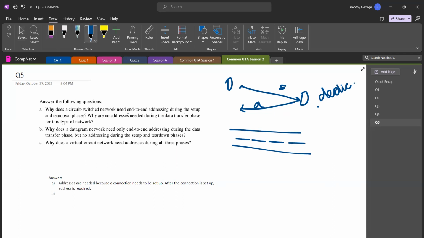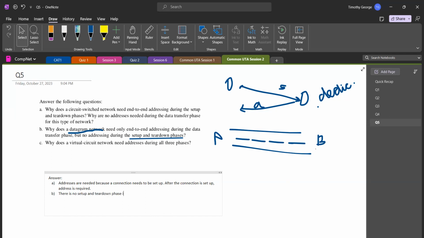Here is where they have done a tricky thing. A datagram network does not have a setup and teardown phase. We have setup and teardown so that we can build this road from point A to point B. But a datagram network does not have any path like this. So actually the answer is that there is no setup and teardown phase in a datagram network.